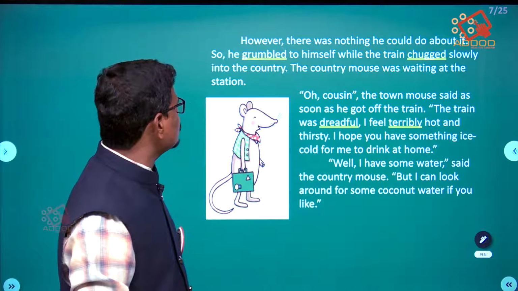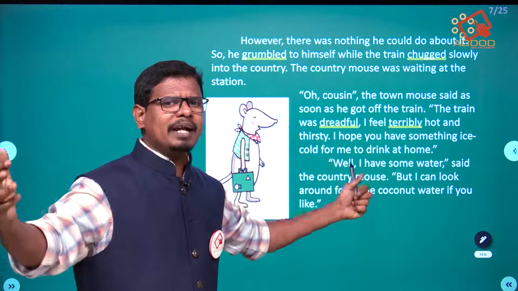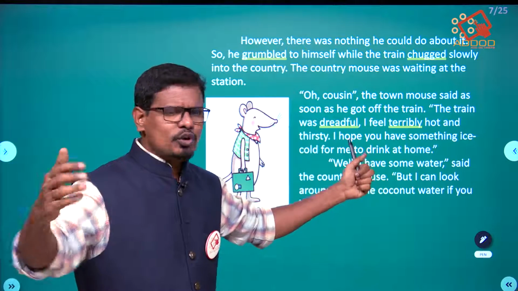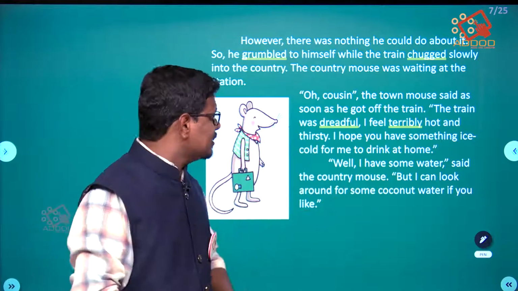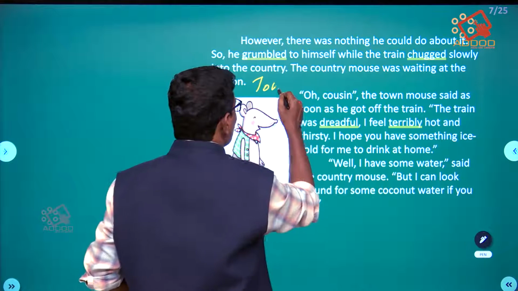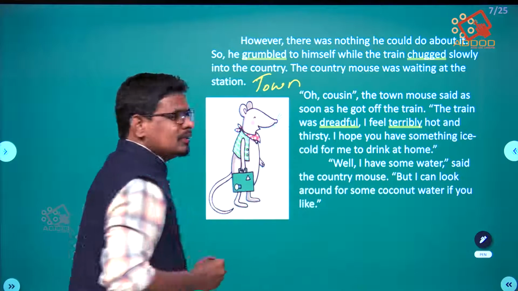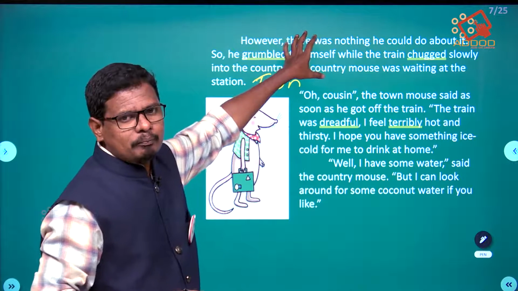The country mouse was waiting at the station. He was there to welcome the town mouse. My dear cousin, you're coming. It's going to be great fun for us. Maybe the country mouse was expecting that. But what happened here? The town mouse wasn't comfortable, in the coach.